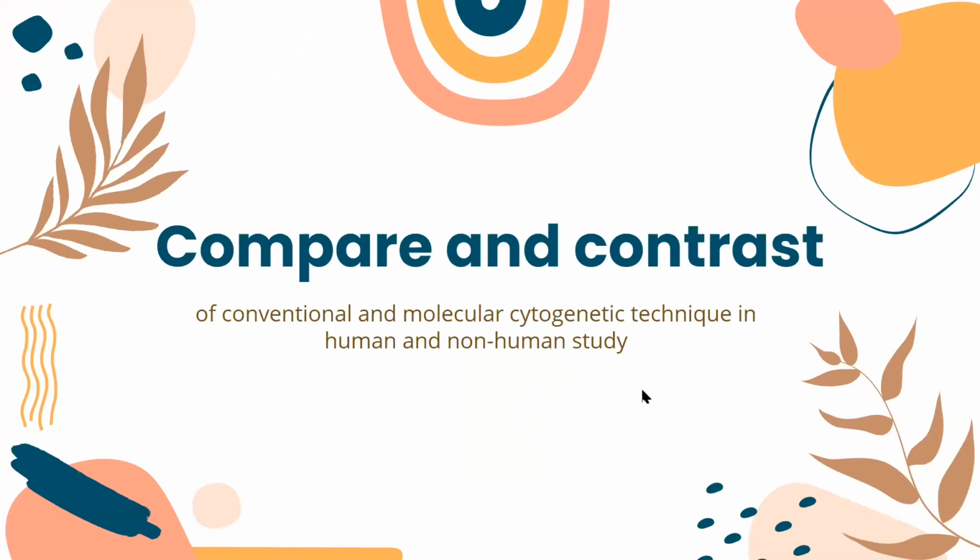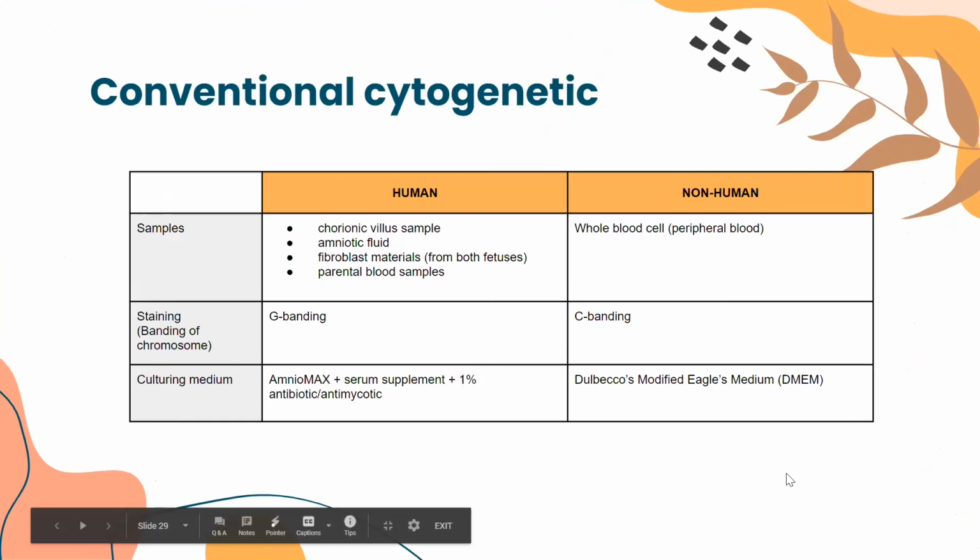Okay, now we will compare and contrast the conventional and molecular cytogenetic techniques in both the human and non-human study. Basically, both papers include conventional cytogenetics, FISH, and CGH. So now we will compare one by one according to the technique used. Next. Okay, the first one is the conventional cytogenetics.